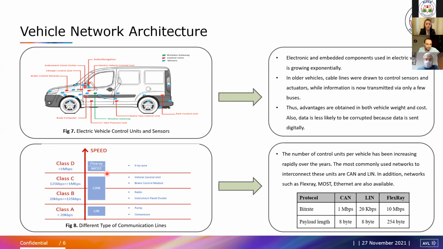The main differences between these protocols are the bit rates. The LIN communication protocol is up to 20 kilobits per second. The CAN protocol is up to 1 megabit per second, and this is the most common protocol that we are using in vehicles. For upper segment vehicles, there can be FlexRay, and MOST is more than 1 megabit per second.